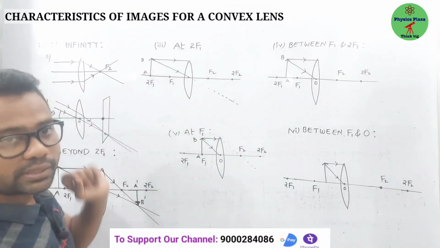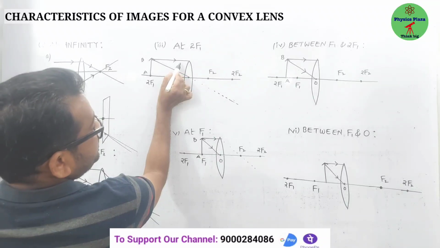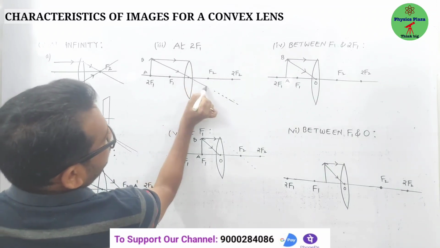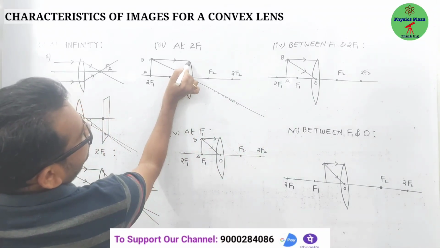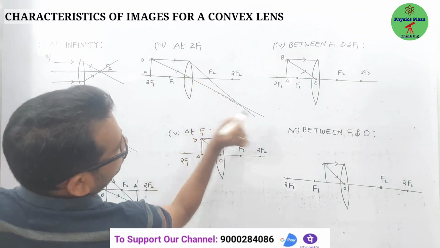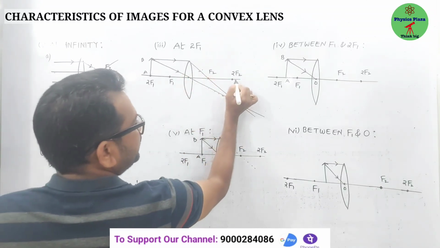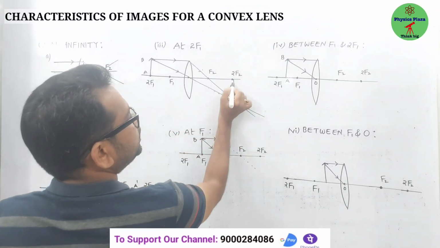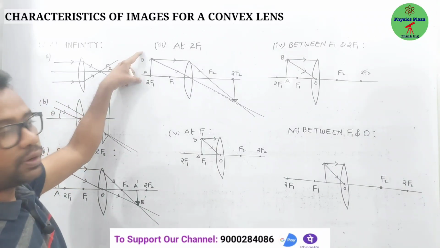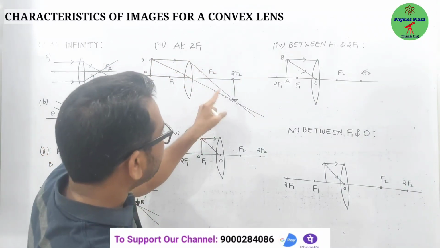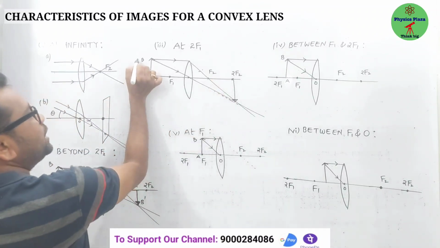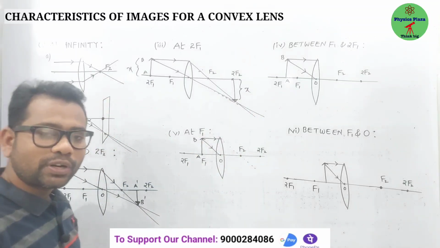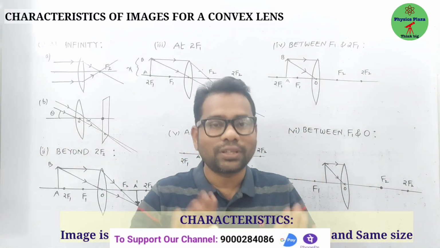Again, the same light rays which we are considering. This light ray, after refraction, must pass through the focus. And this light ray must go undeviated. And this light ray, look here, goes like this. Now, if you notice where they are meeting, they are meeting at 2F2. If the object is placed at 2F1, the image is formed at 2F2. Here, if the object size is X, the image size should also be X. Which means the image size is equal to the object size.